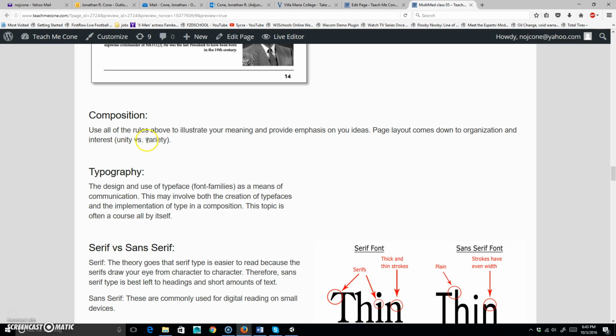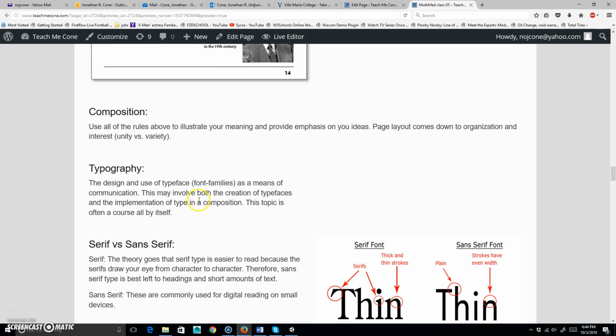Composition is basically all of the rules above to illustrate the meaning and emphasis of your ideas. Basically, it's just the general idea of utilizing the design principles and elements of art, okay? Utilizing all those things in order to create the overall composition, like the general page layout, okay?